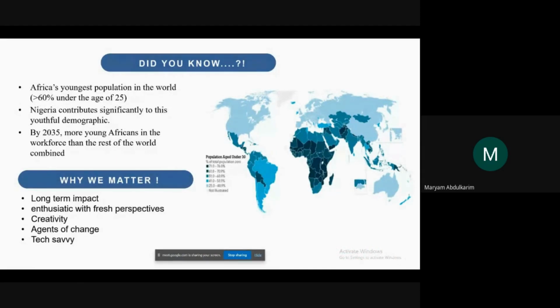Okay, so these are just a few facts that I wanted to bring to our attention. The fact that Africa has the youngest population in the world, and over 60% of the population are under the age of 25. And with Nigeria being one of the most populous countries in Africa, from there, we definitely contribute to the demographic really significantly. And it has also been estimated that by 2035, there will be more African youths in the workforce than the rest of the world combined.